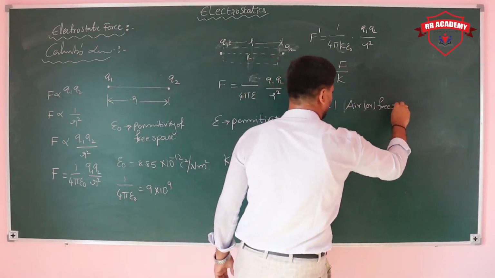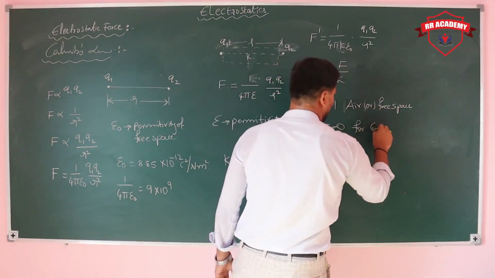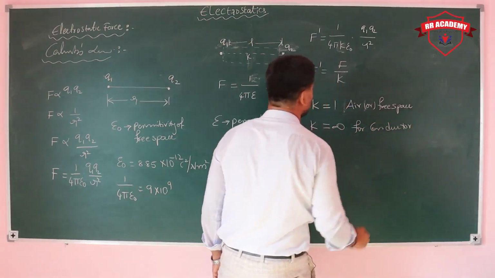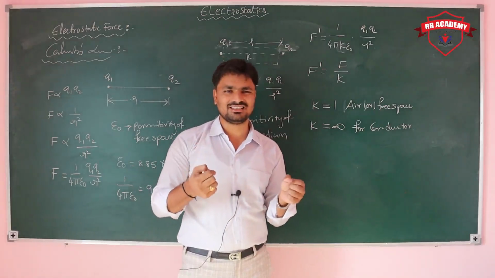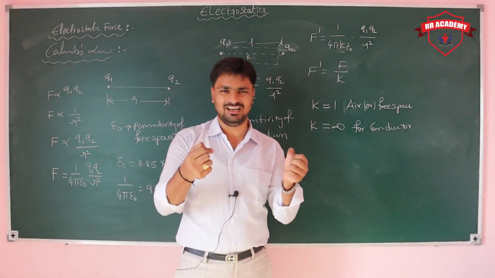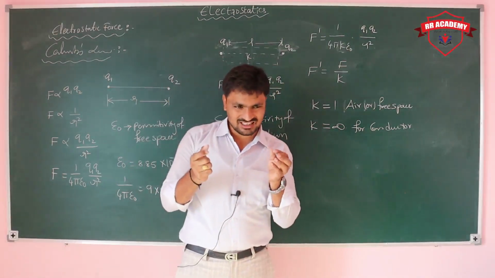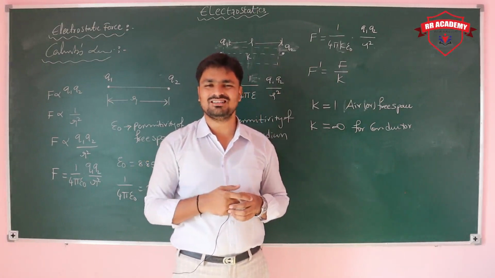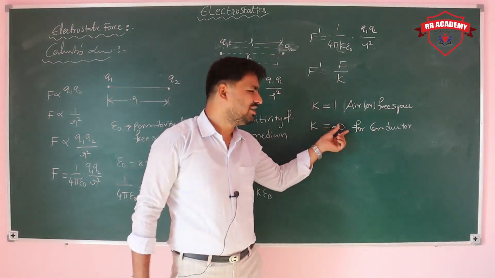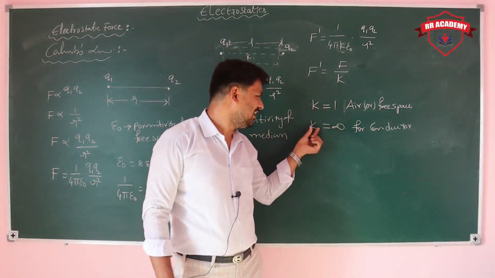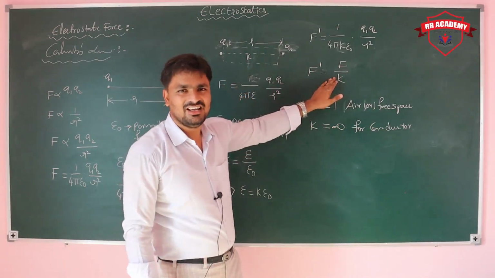But for conductors, what is happening? The K value is infinity for conductors. Whenever it is having infinite value, something upon infinity becomes 0. So whenever two charges are separated, and in the middle if you put a conducting medium, meaning two charges are separated in a conducting medium, then what is the force between the two charges? The force between the two charges goes to 0 because the dielectric constant of a conductor is infinity. Something upon infinity is 0.